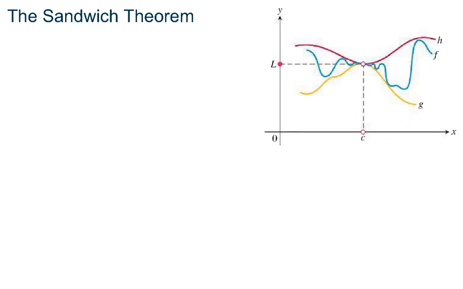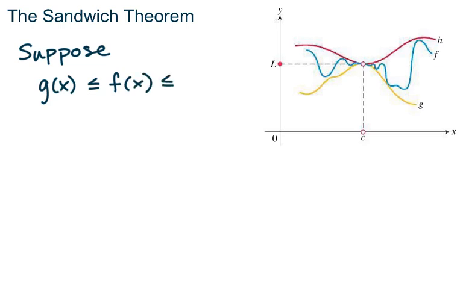What the sandwich theorem says is, suppose we're given three functions. Suppose that we have some g of x, which is less than or equal to f of x, but f of x is itself less than or equal to h of x. So what you see here is that f of x is sandwiched. It's in between g and h. It's bounded below by the function g and above by the function h.